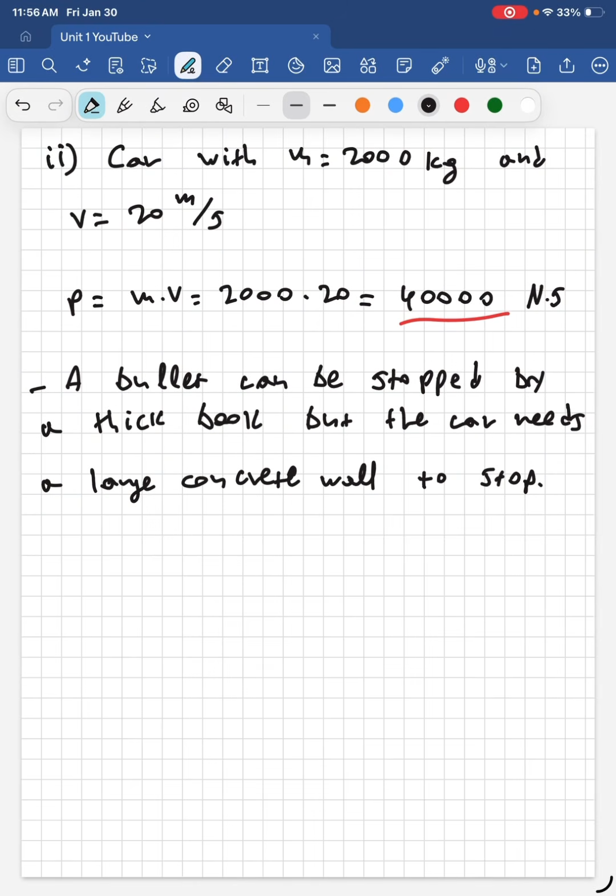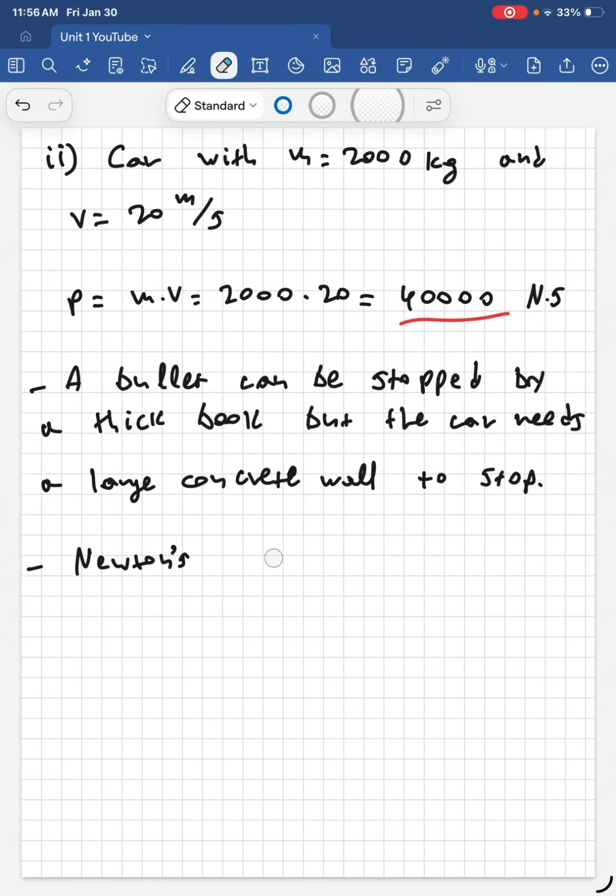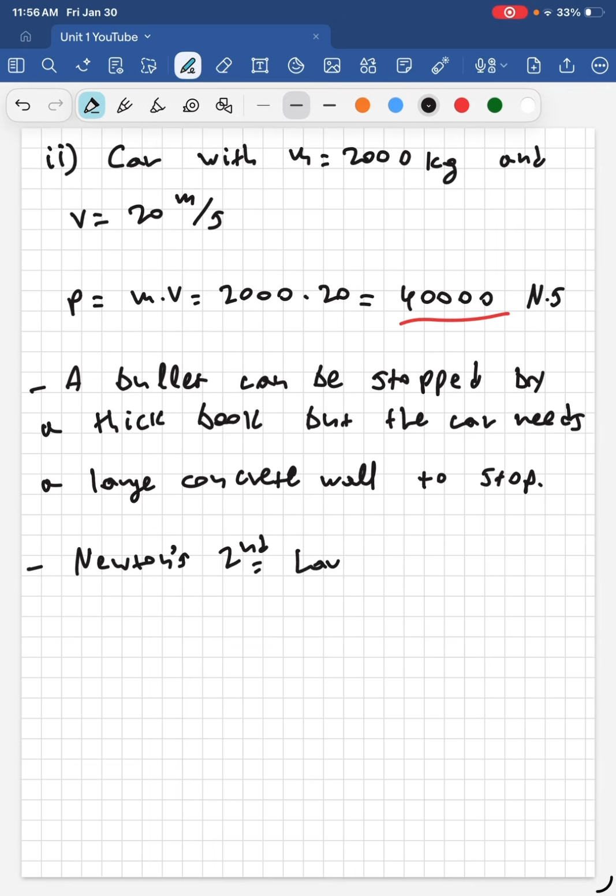I hope I covered what momentum tells you, I mean, the kind of information. And now let's go see another thing related to momentum. Let's talk about Newton's second law again. Newton's second law revisited.